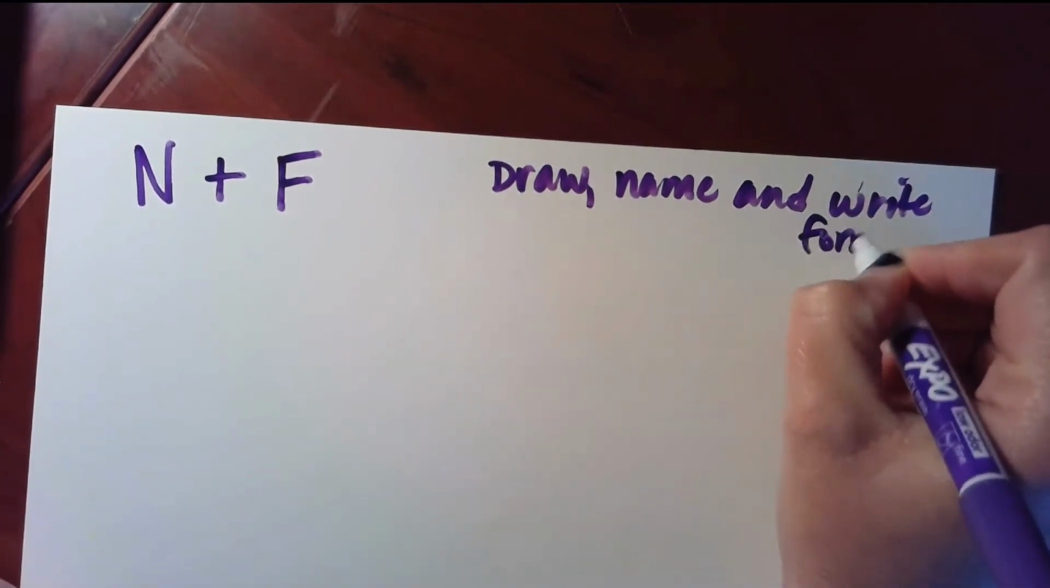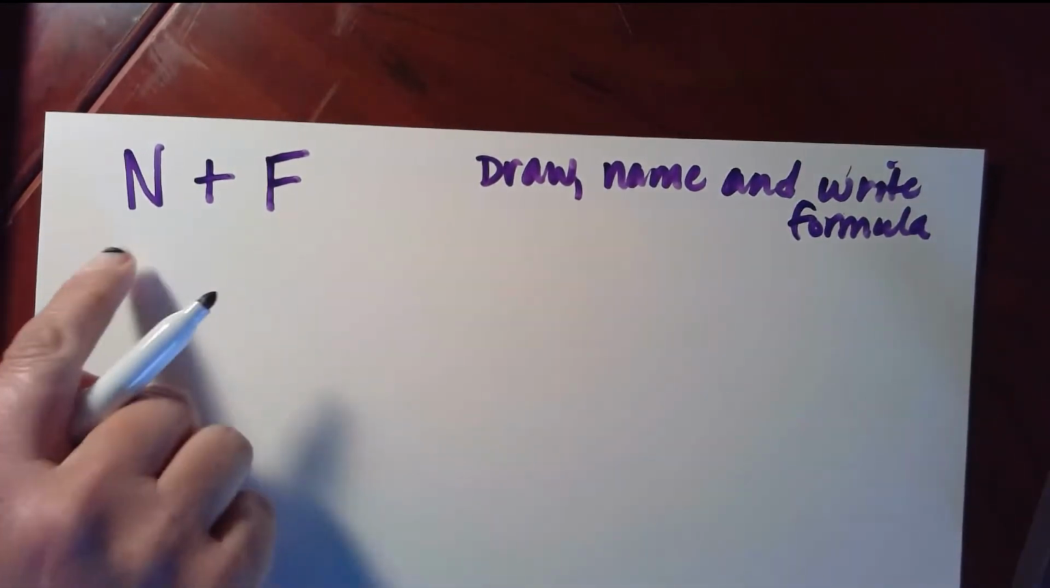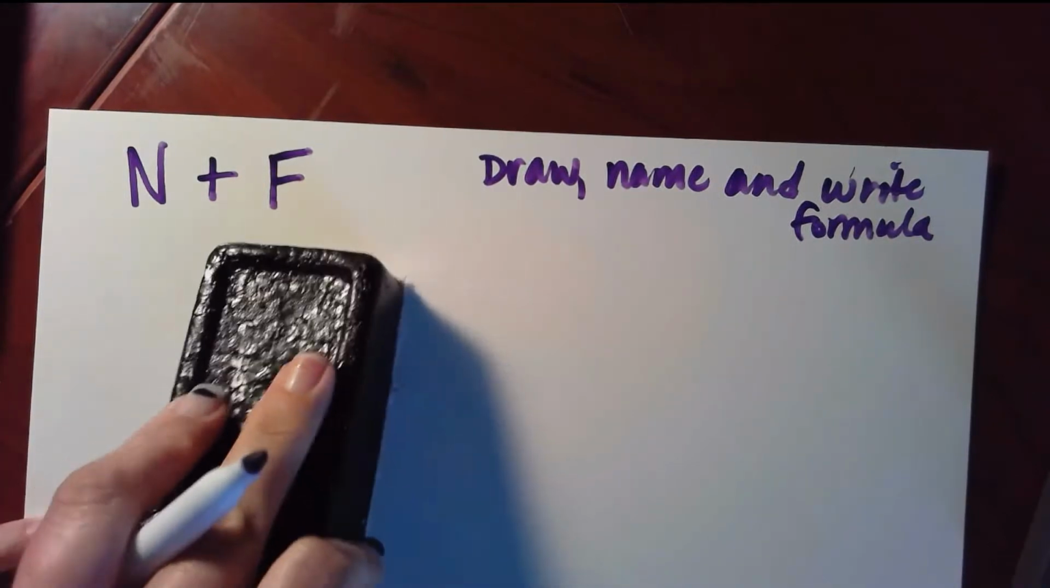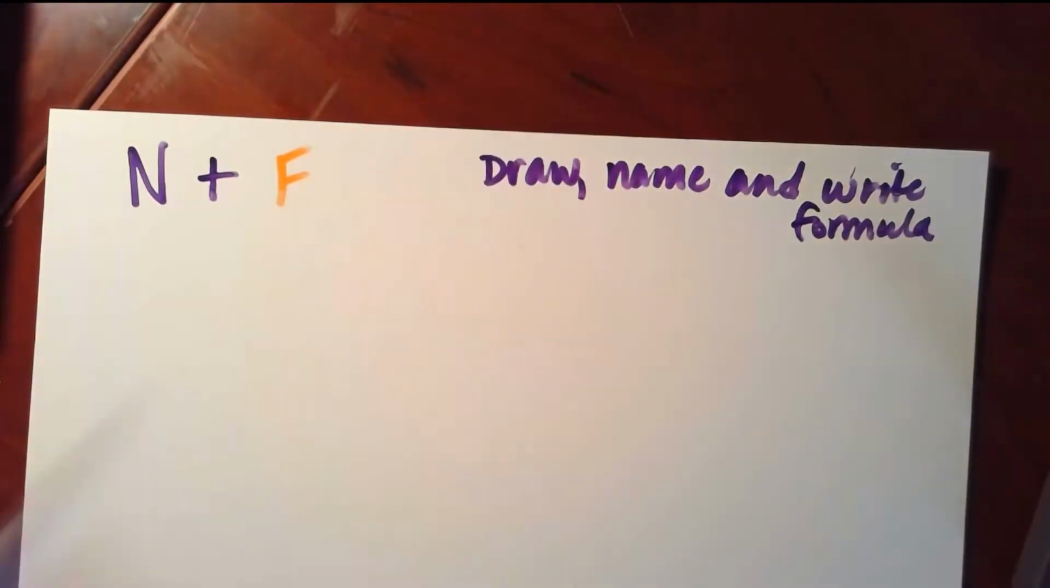Write formula. All right, so here we go. If I put an N and an F together, you know what? Let's do this so that you can see the difference in the 2 elements. Let's do N in one color and F in the other color.